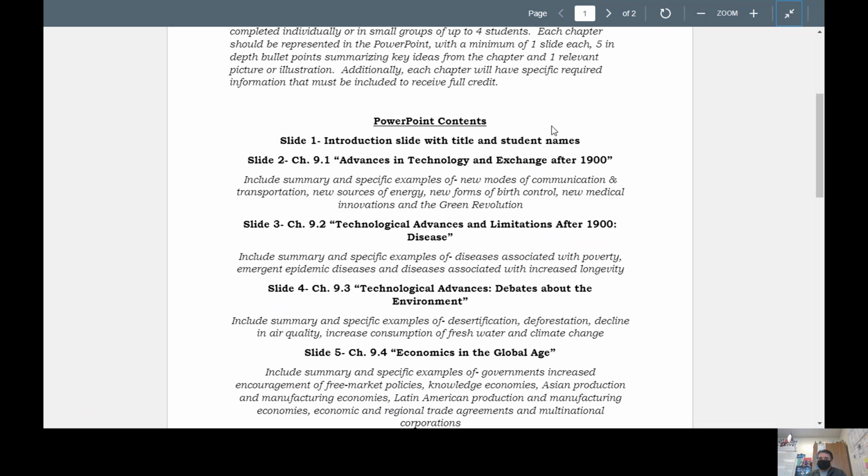9.2 is going to talk about technological advances, limitations, specifically diseases. There's some diseases today associated with poverty, things like malaria. There's some emergent epidemic diseases. It's kind of older. COVID's not going to be in there, but they do talk about Ebola and HIV, and I believe they even get into the old school Spanish flu. They're going to talk about diseases associated with increased longevity. The longer we live, new diseases are starting to affect us more, like Alzheimer's or heart diseases. So those are all things to keep into account.